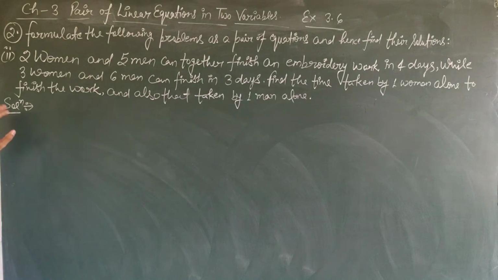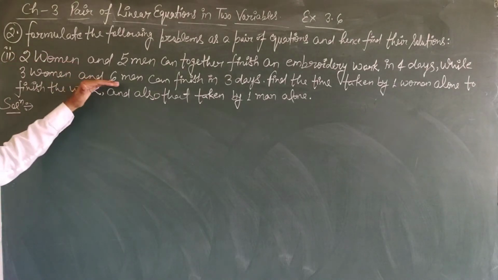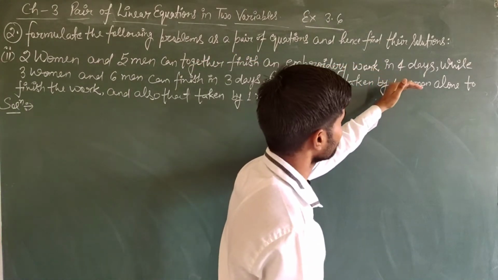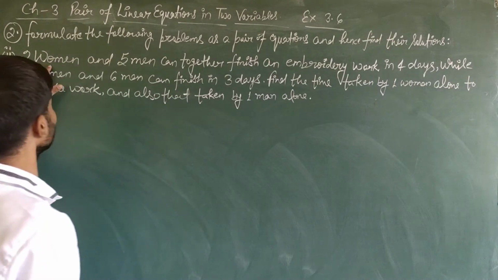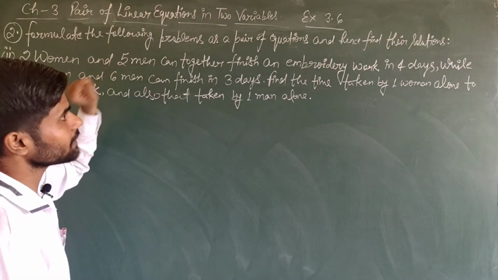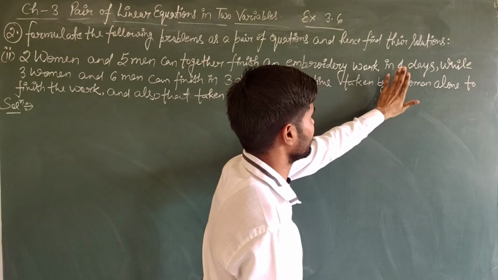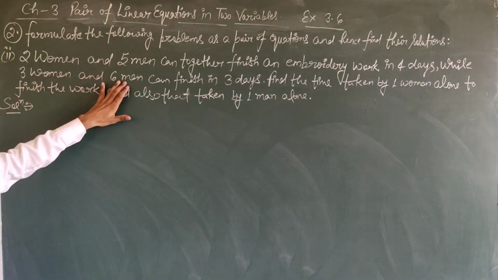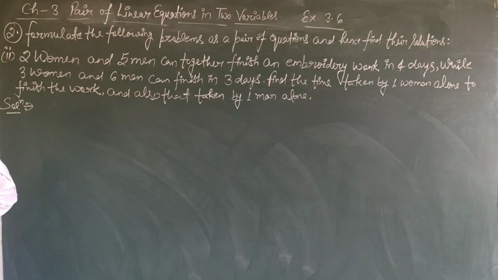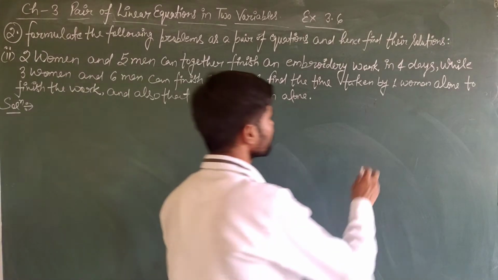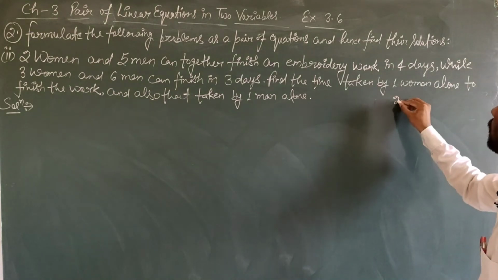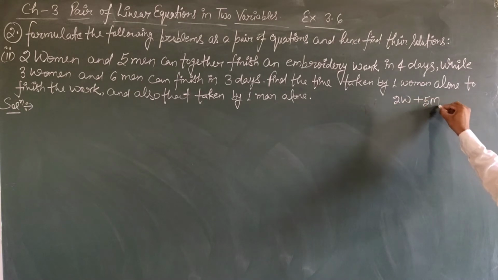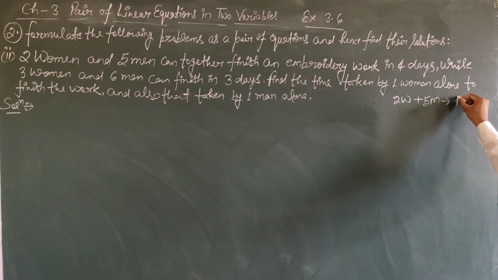In part number second, we are given that 2 women and 5 men can together finish an embroidery work in 4 days. That is the important thing in this question. While 3 women and 6 men can finish it in 3 days. We can write here: 2 women and 5 men can finish a work in 4 days.